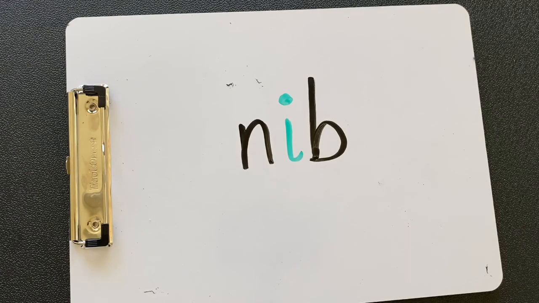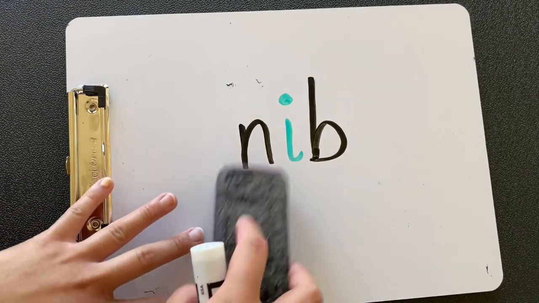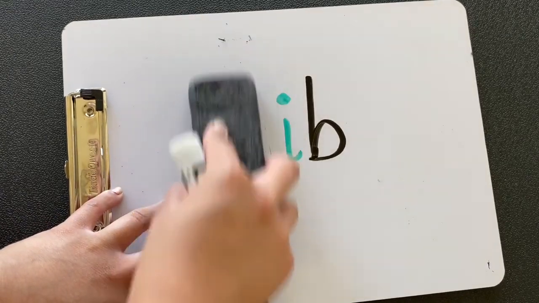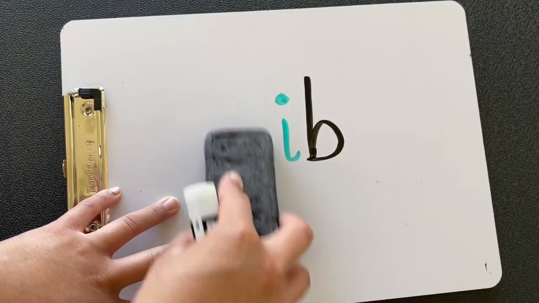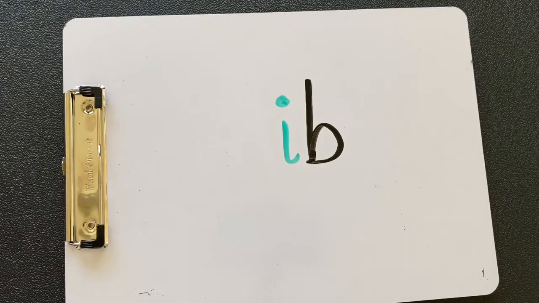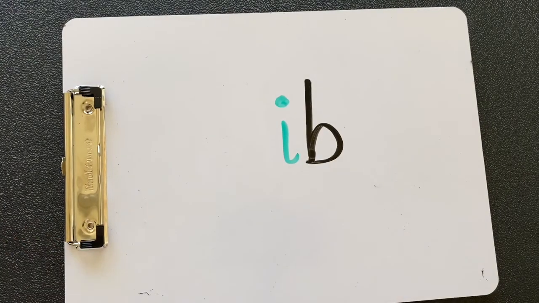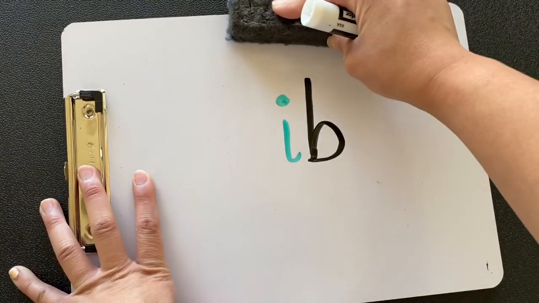The only difference is that we have the N sound, but the vowel stays the same. It looks like the vowel sound stays the same if it's not at the end. All right, now let's finish up with our last word.